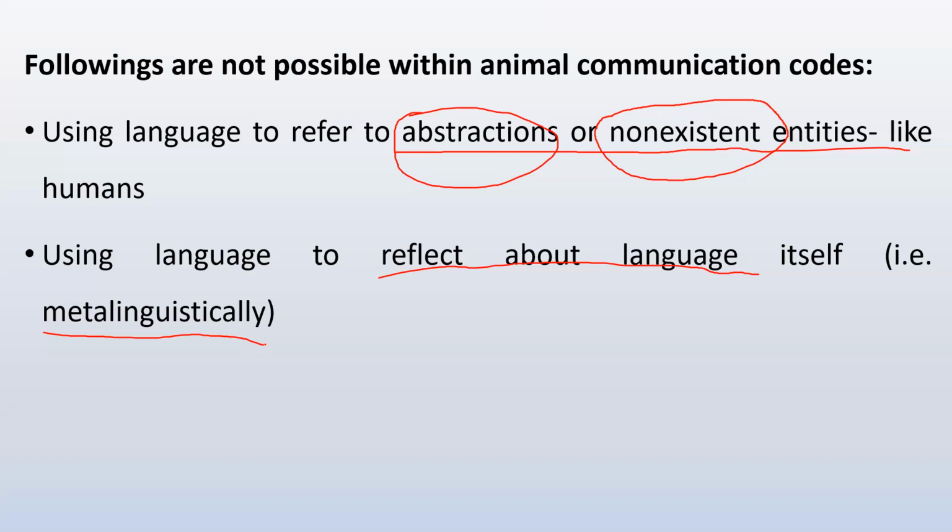We can never ever expect them to be talking about their communication systems. They use a kind of communication system to get their work done, get their needs done. That's all. Other than that, they never worry about how to use signals. But we human beings do it. Metalinguistically means that. So this feature is also not available in animal communication systems. So are you clear with these two features? Is that clear? Yes, ma'am. Okay.